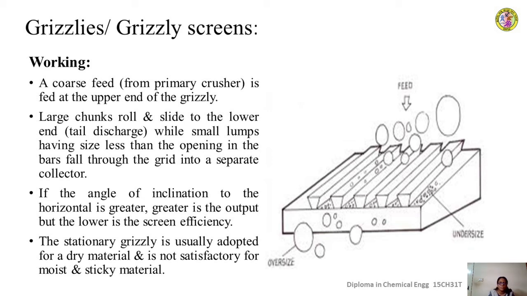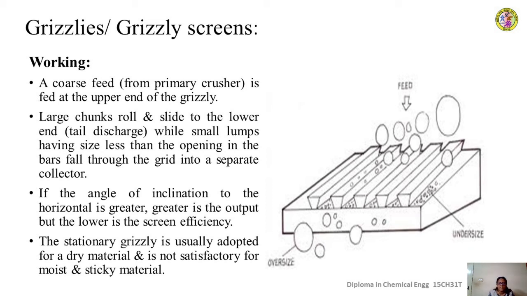Where the coarse product is discharged, coarse means the tail product, as I said in the initial discussion, while the very small particles or the small lumps will pass through the spacing between the bars and get collected under the bars. That is, the space below the bars is meant for collecting the fine particles that pass through the openings in the given screen.